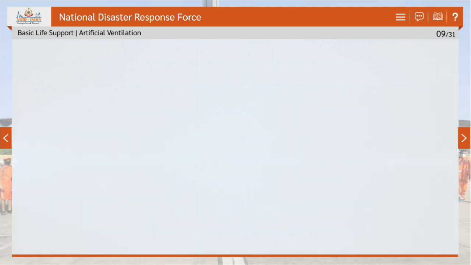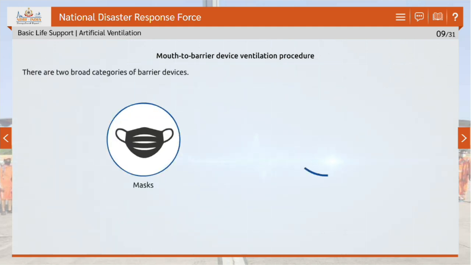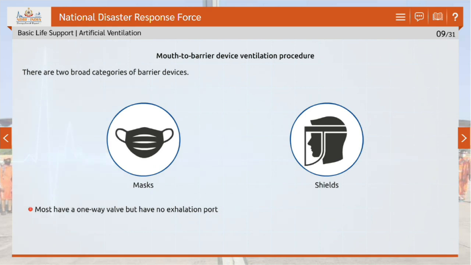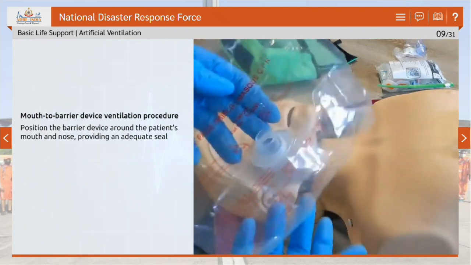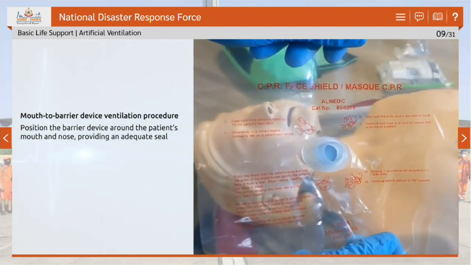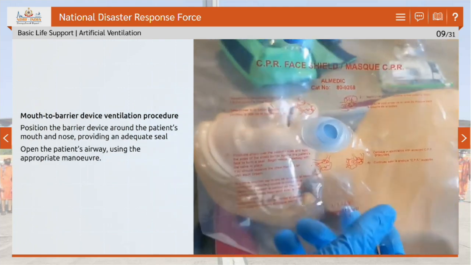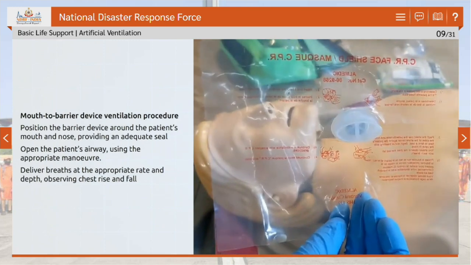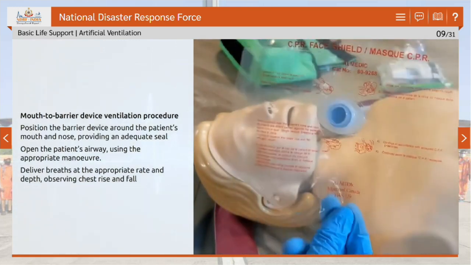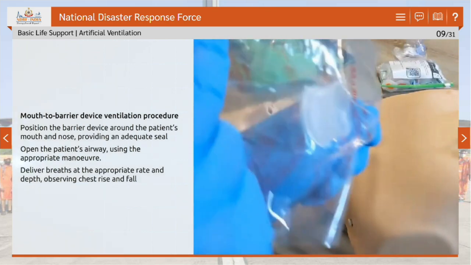There are two broad categories of barrier devices in mouth-to-barrier device ventilation procedure. They are masks and shields. Most have a one-way valve but have no exhalation port. The patient's exhaled air will leak out around the barrier device. Position the barrier device around the patient's mouth and nose, providing an adequate seal. Open the patient's airway using the appropriate maneuver. Deliver breaths at the appropriate rate and depth, observing chest rise and fall. Listen for patient exhalation.